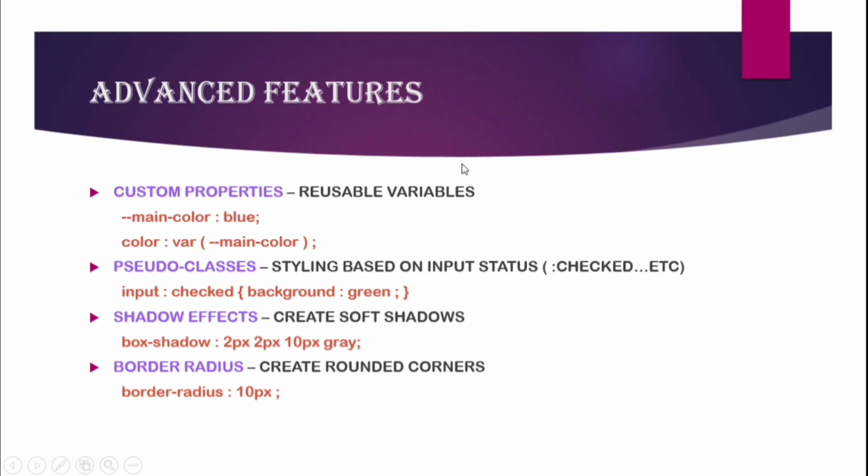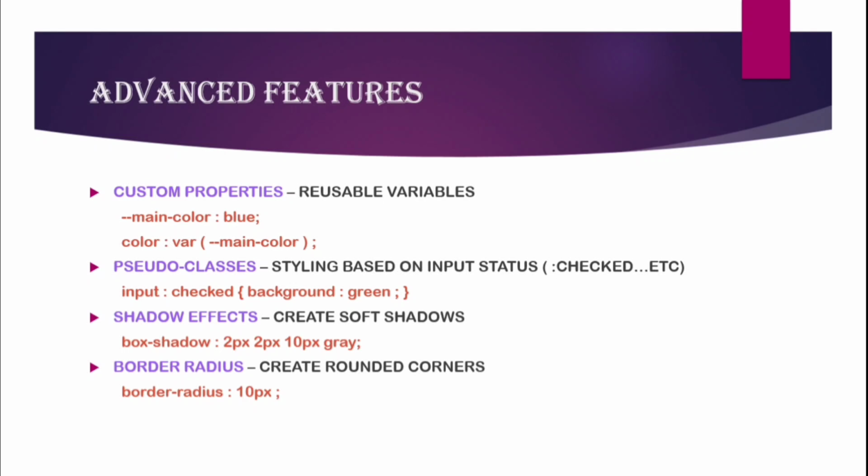Then we have shadow effect, which creates a very professional look for a website. So shadow effects are very important. You can create soft shadow effects by using box-shadow: 2px 2px 10px gray. You can also mention any colors that you want to add. Then we have border radius, which creates rounded corners.